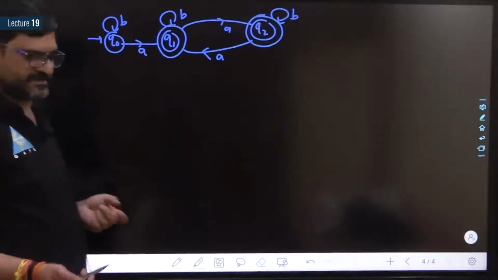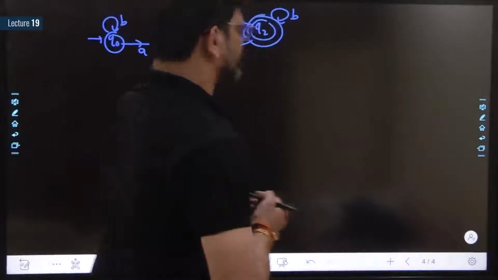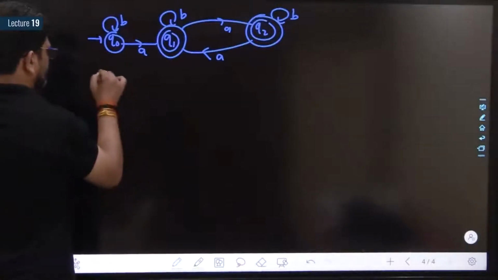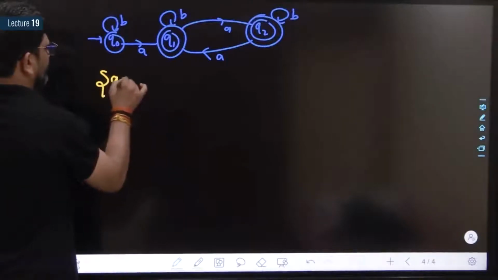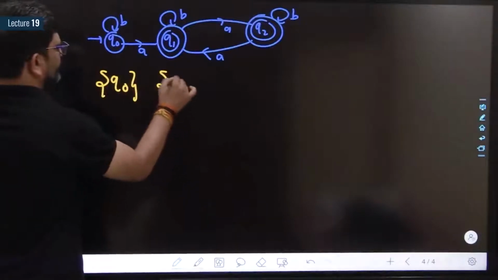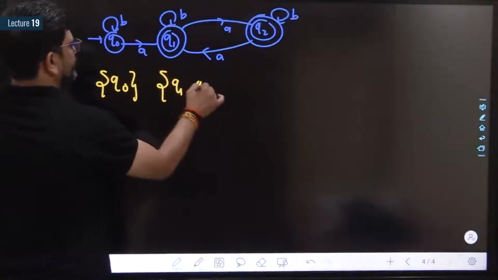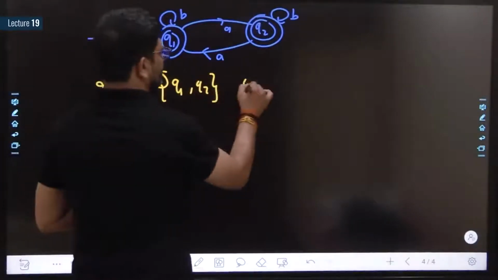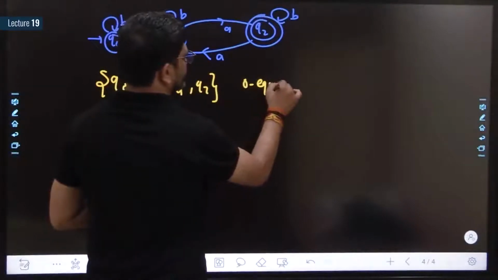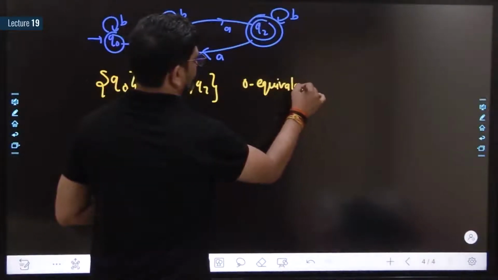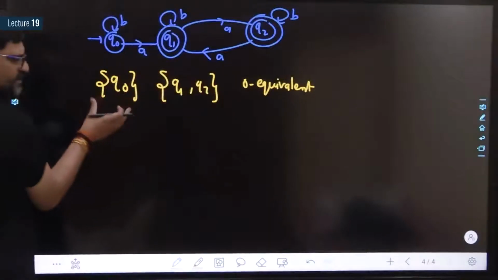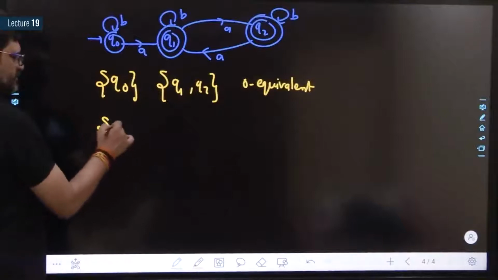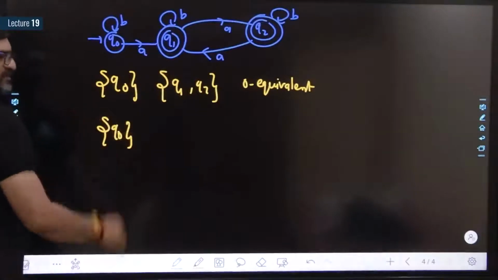Okay. Now, find out the zero equivalence. Make the sets final and non-final. Q1, Q2. Okay, this is the zero equivalence. Now check. This is a single element in the set, so we cannot change this.